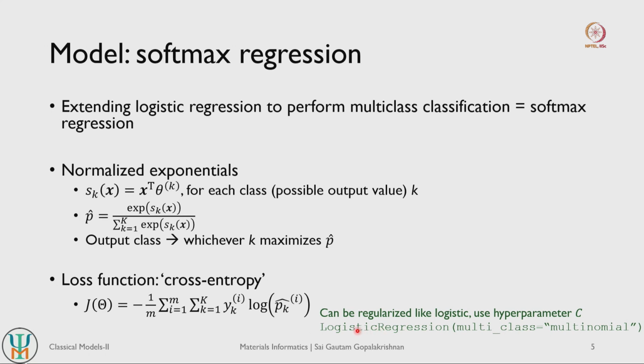And how do we implement softmax regression? We can use the same logistic regression instance, just that we have to define this multi-class attribute here as multinomial, right. So once we define this, we can generate a softmax regression model.